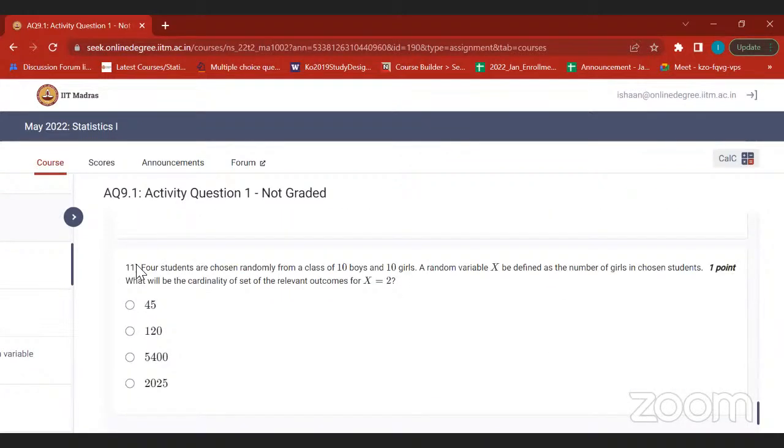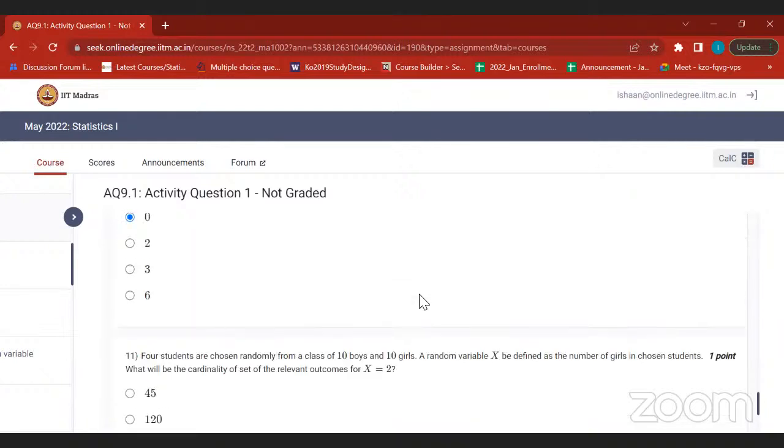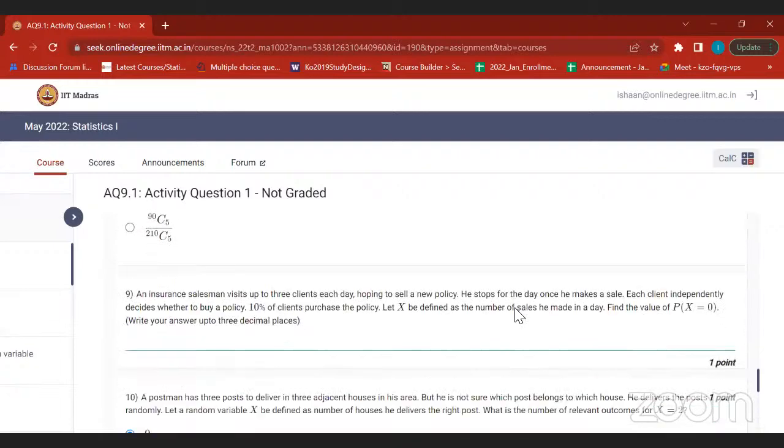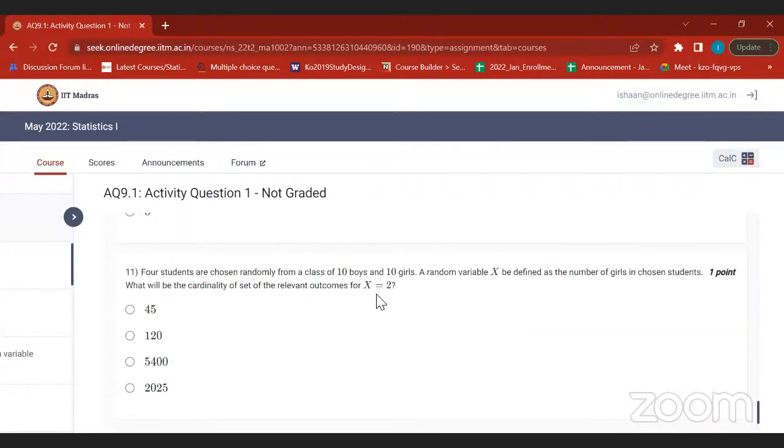The 11th is the same as, I think, questions 8 and 9. Yes, question 8. It is similar to question 8. Here you don't have to find the probability; you have to find the number of favorable cases you have for x equal to 3. That's what the cardinality of a set means.